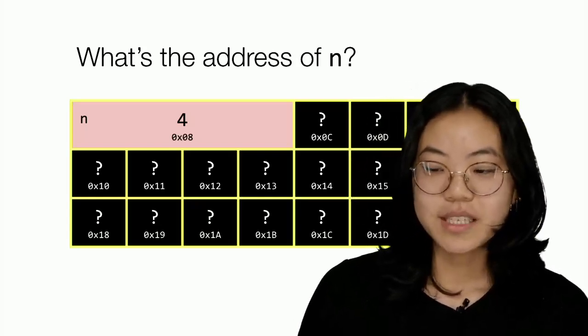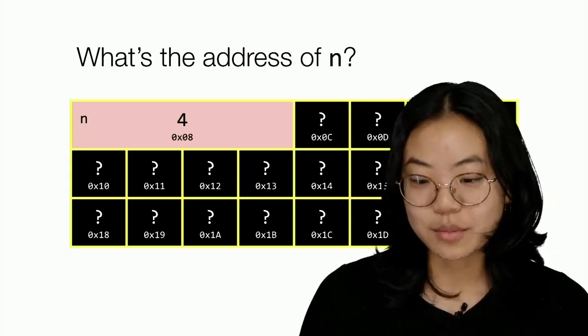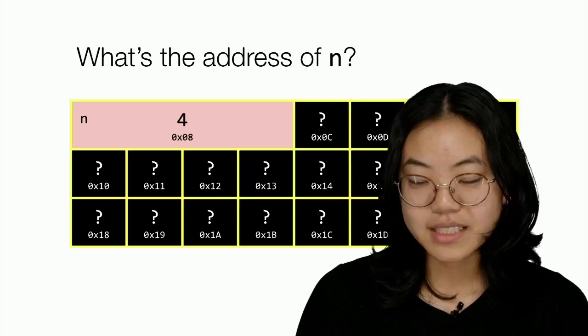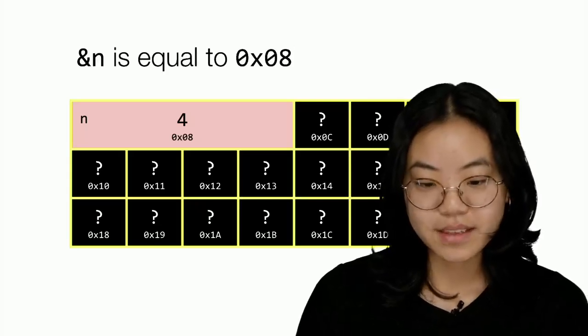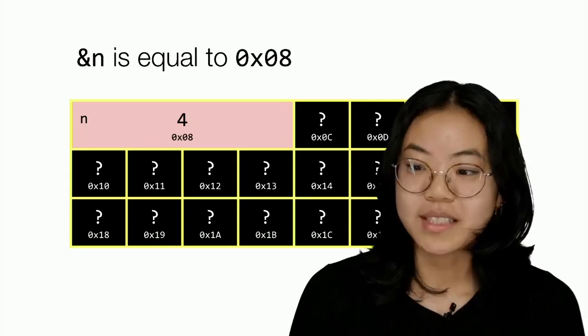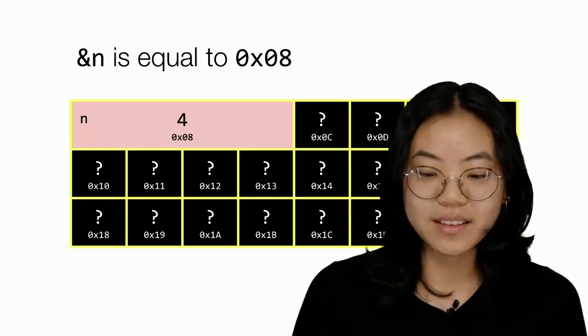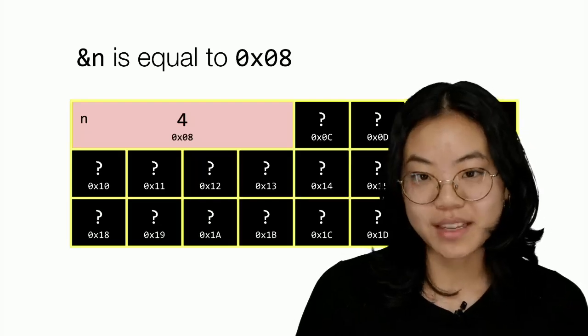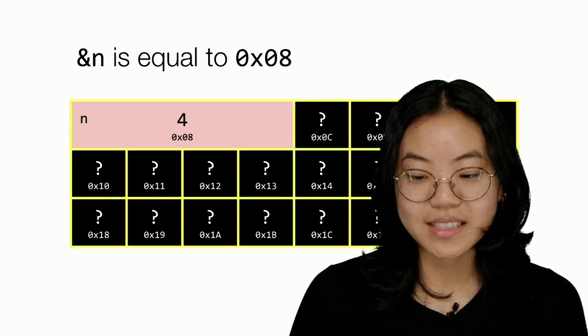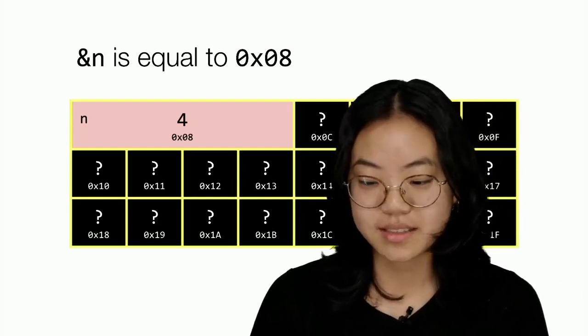We learned some new syntax to represent this. If I wanted to get this address, we can use this ampersand. So ampersand n means the address of n, and we can see here that that's equal to 0x08.